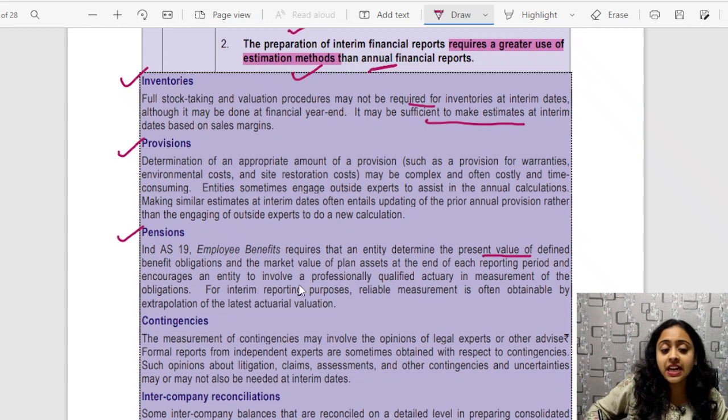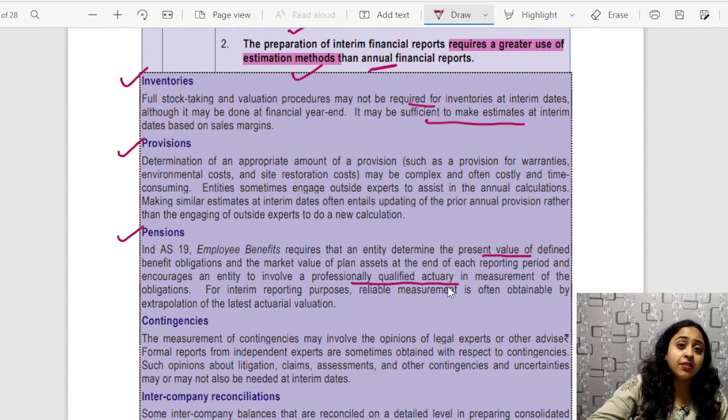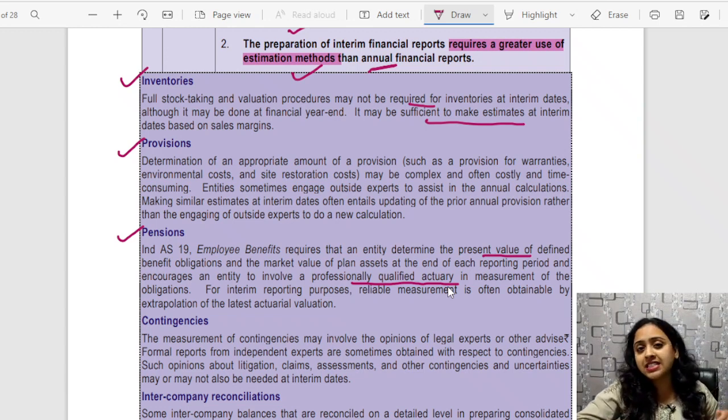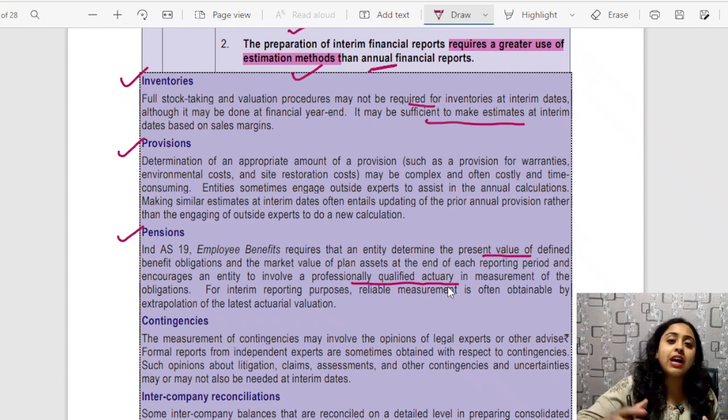And it encourages an entity to involve a professionally qualified actuary. All these calculations and the valuation will be done by the actuary. Such actuaries are experts in calculating such figures. They are highly qualified, you have to pay a lot to them, and it is quite time taking and costly. So you can skip this part for the interim periods. You can take it for annual periods.